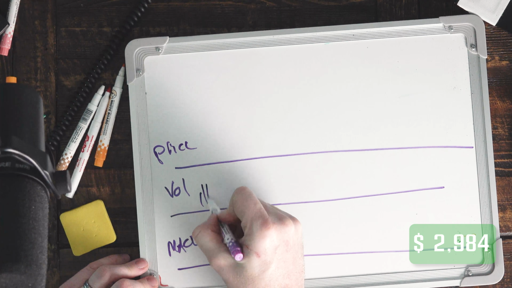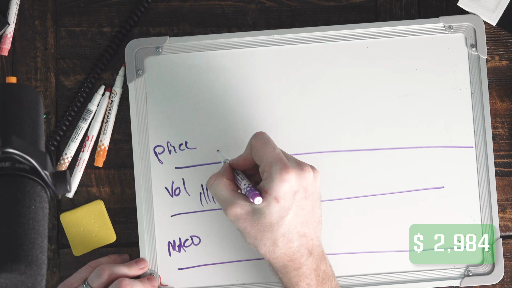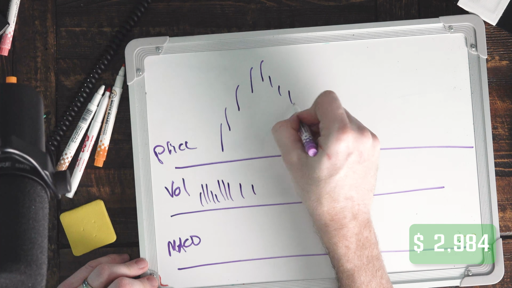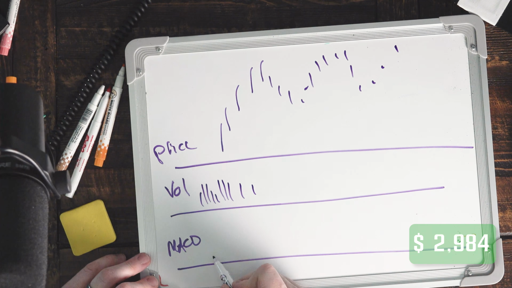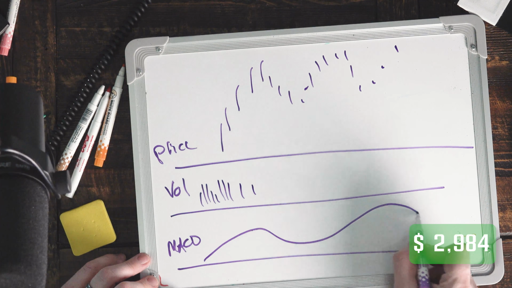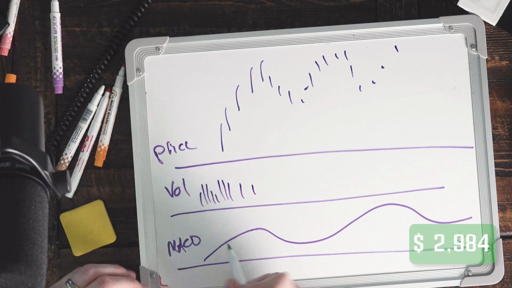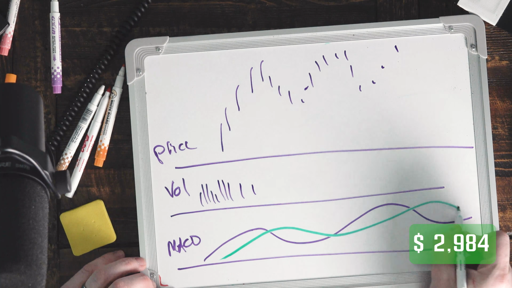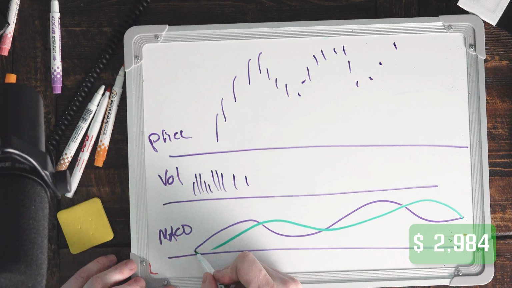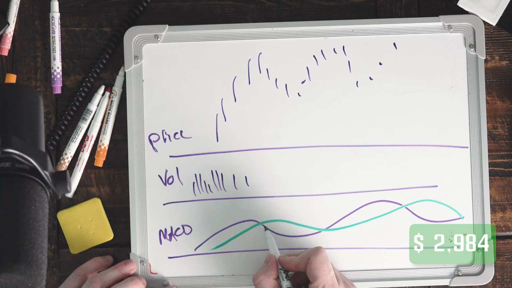So your volume bars are going up and down, right? Your candlesticks going up and down. Not going to color them, but you get the idea, of course. And then you've got your MACD. So your MACD is going like this. And it goes like this. Like this. So you have the moving average, and then you have the signal line.